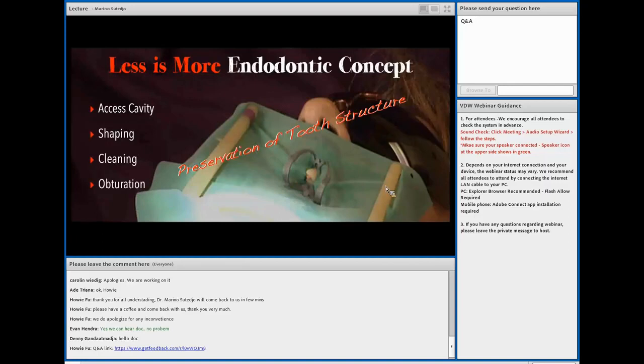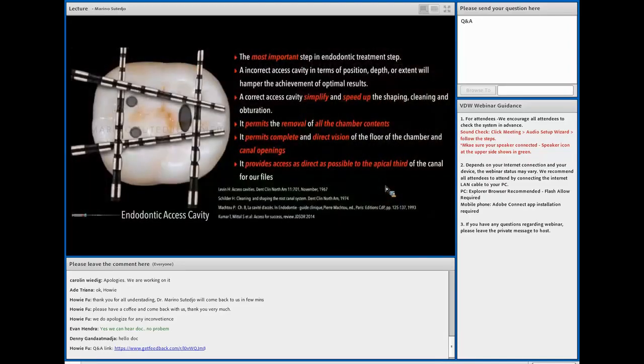So if you are seeing this less is more concept, minimally invasive endodontics, there is not much difference from the regular concept of endodontic treatment. We still need to do our access cavity. We still need to shape our root canal. We need to definitely clean our root canal systems. And finally, we need to do some obturation. Therefore, if we are talking about less is more, in these four procedures we need to try to preserve as much tooth structure as practical.